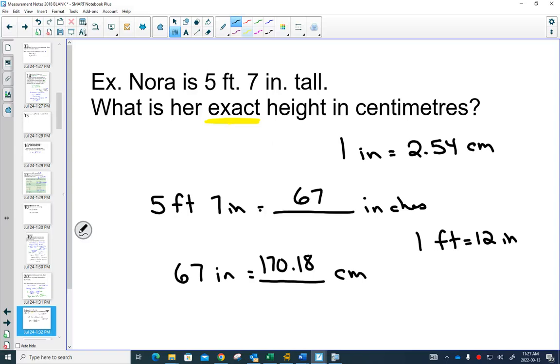So it's a word problem. Word problems, it's good to end with a statement. So we can say that Nora is 170.18 centimeters tall.